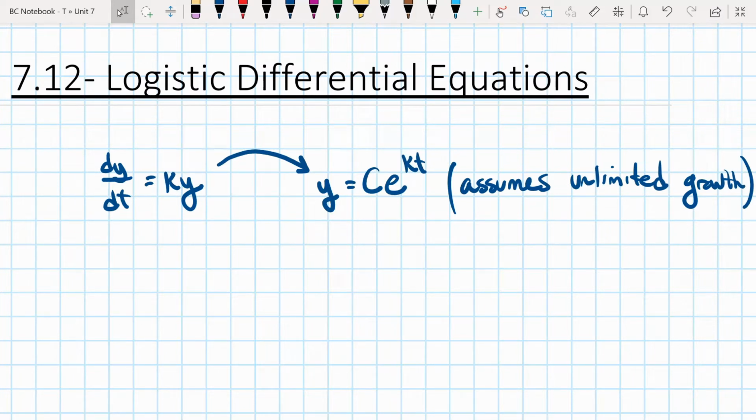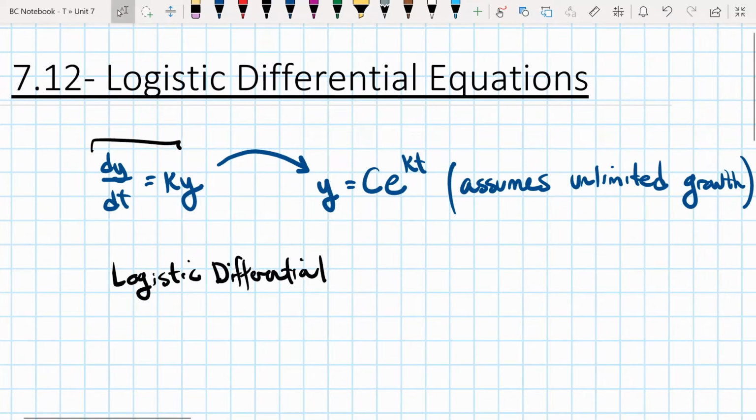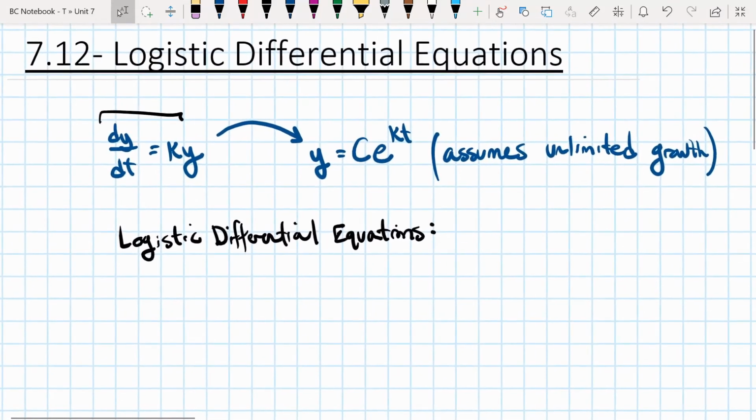Most population models end up stopping at some point. Nothing grows exponentially forever in terms of population growth. And so this is where logistic differential equations are going to come into play. So a logistic differential equation is going to look very similar to our first equation here, except it's slightly different. So it has the following form.